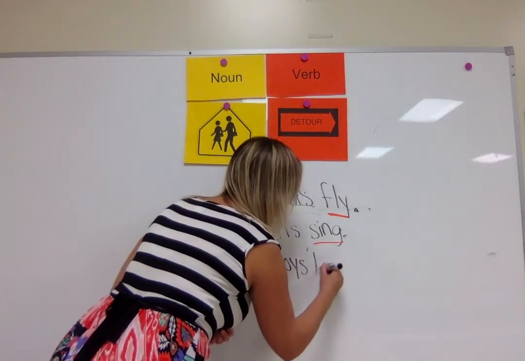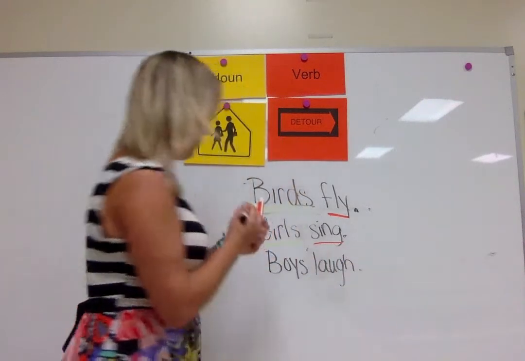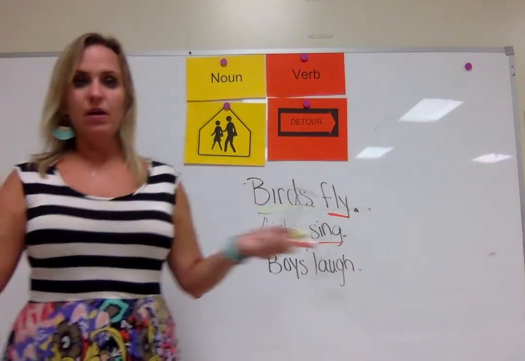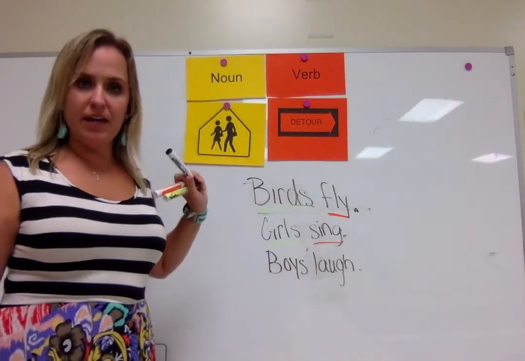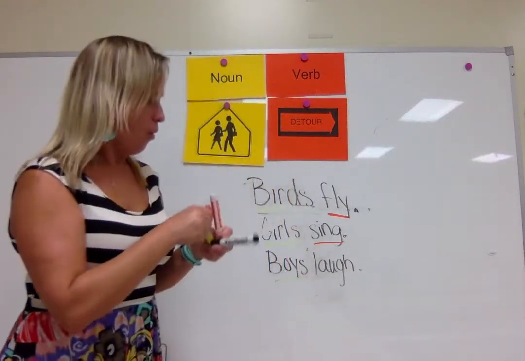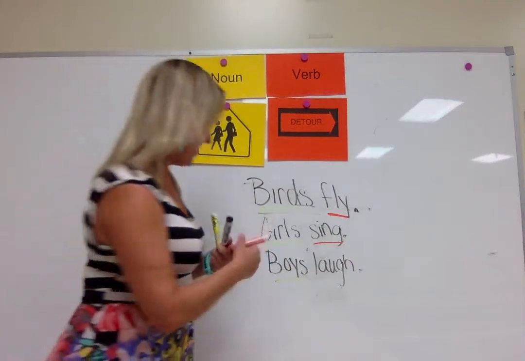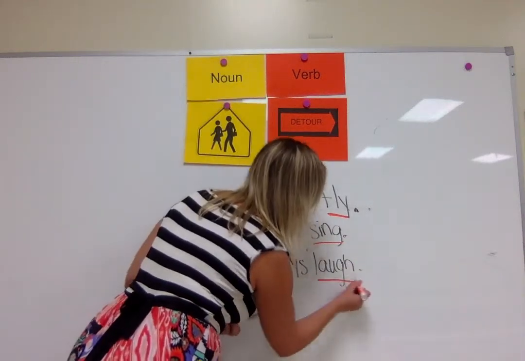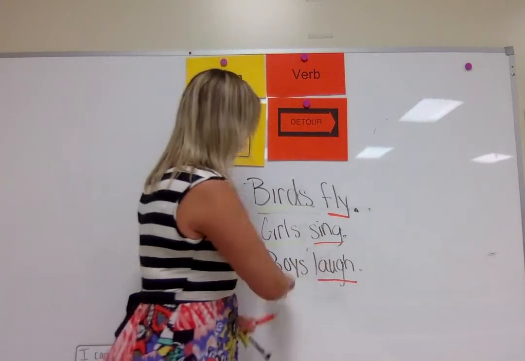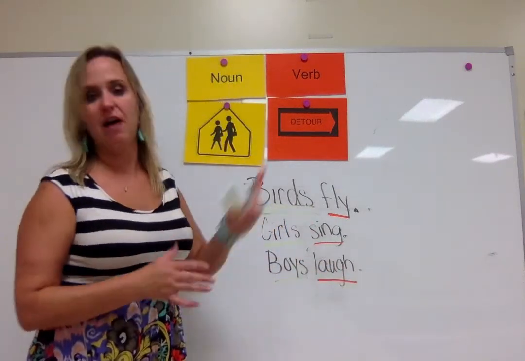Boys laugh. Okay. Boys laugh. What's my noun? My person, place, or thing? Boys. That's right. I'm going to underline it. What's my verb? What are the boys doing? Laugh. See how smart you guys are? It's so easy. Okay, and notice I do start my sentences with a capital and end with a period, but today your focus is on that noun and verb.